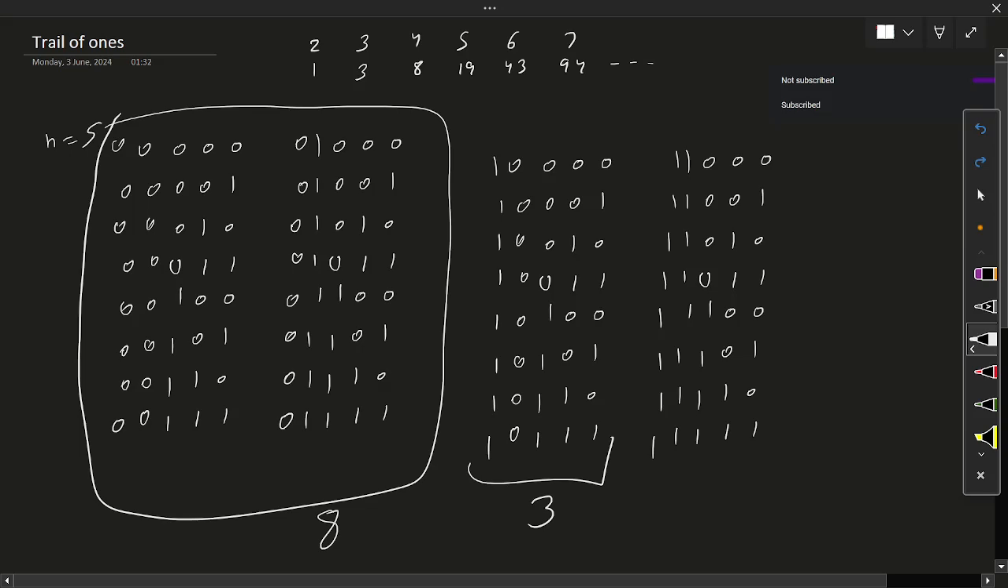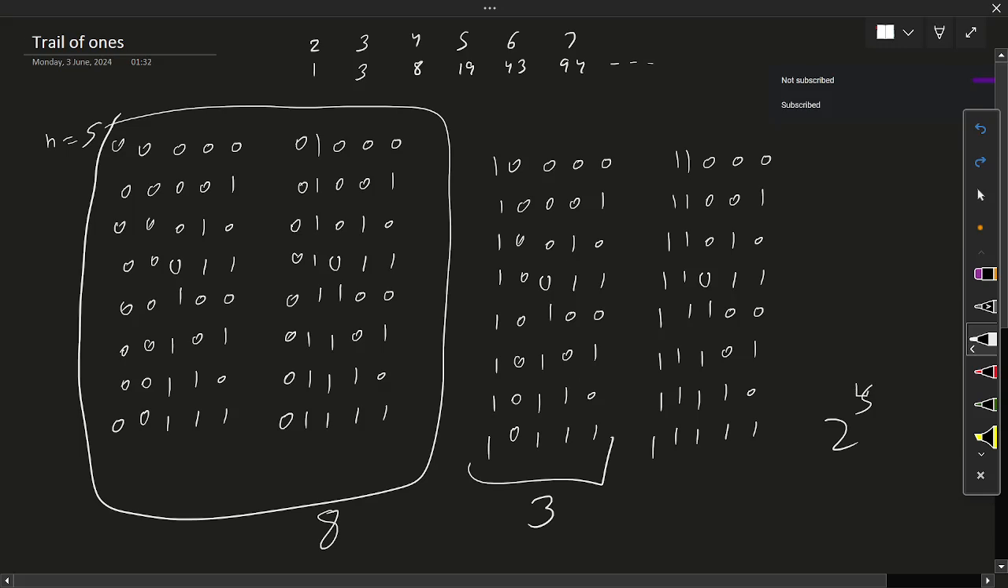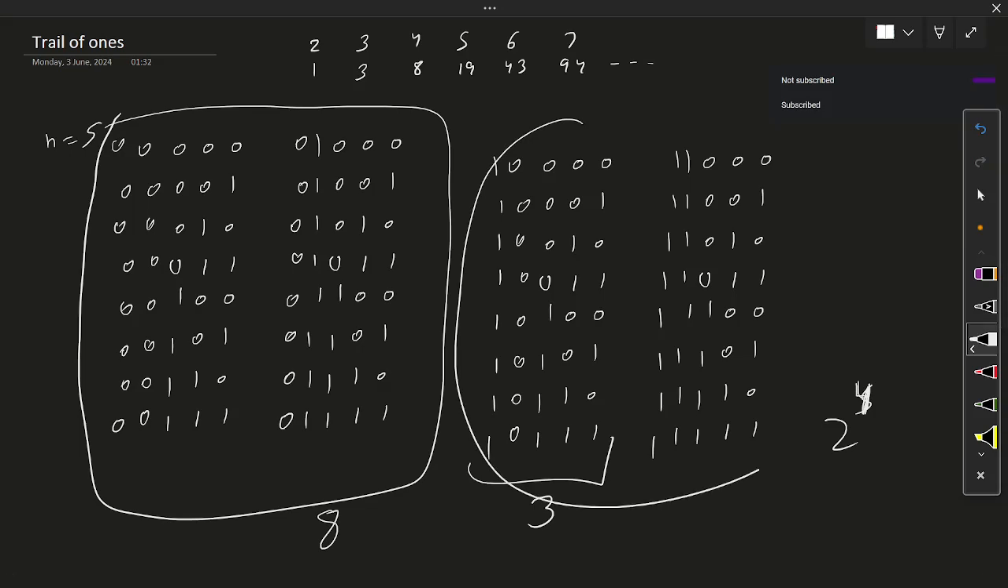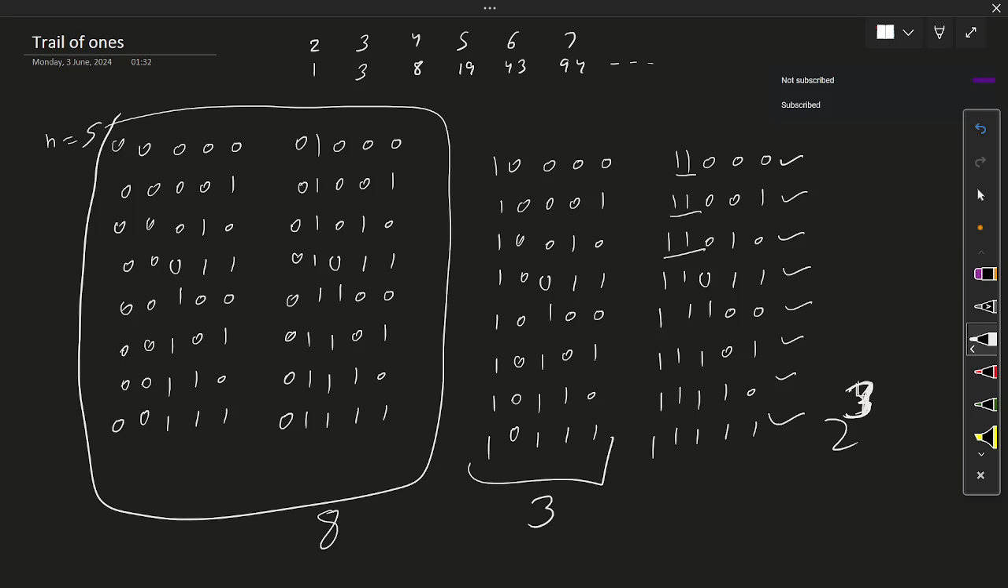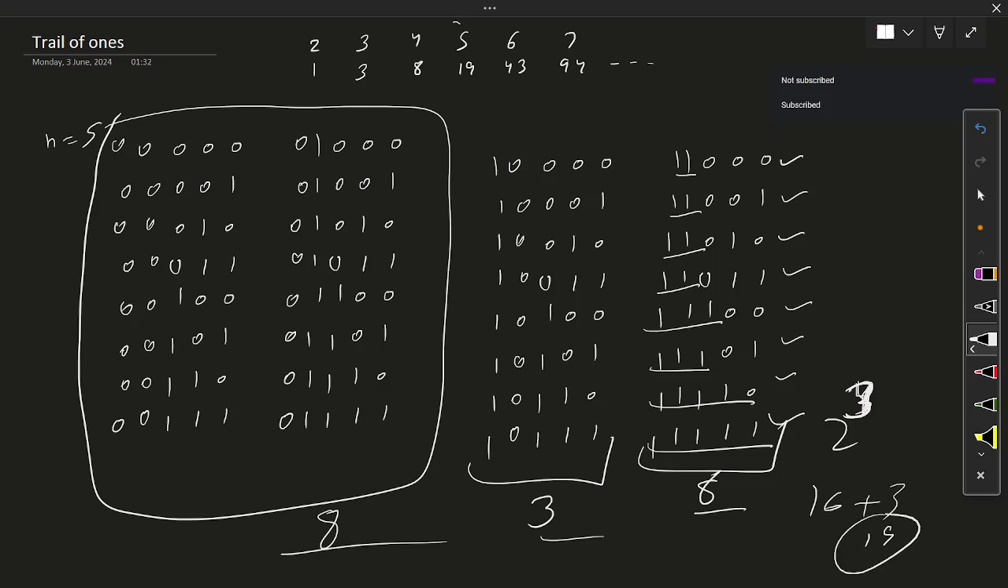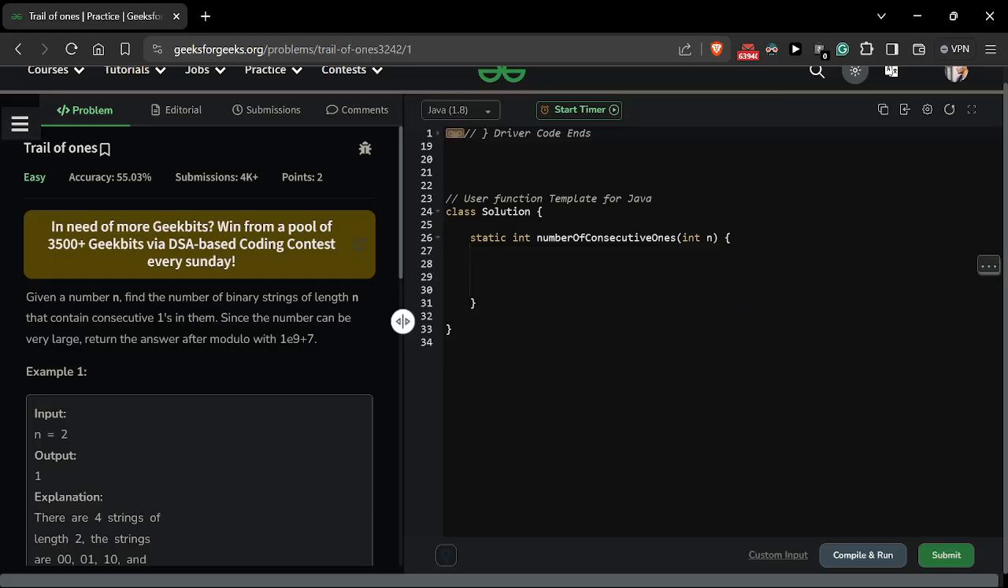If I write 2 to the power of 5, so overall this set, then if I write 2 to the power of 5 minus 1, or i minus 1, which means this set, and if I further divide, 2 to the power of i minus 2, which means this set. 1, 2, 3, 4, 5, 6, 7, 8, 8 are there, as you can see. So 8 plus 8 is 16, 16 plus 3 is 19. So 19 is the answer. You can check for 6 also. I'm not going to write for 6. So I will tell you the code now.